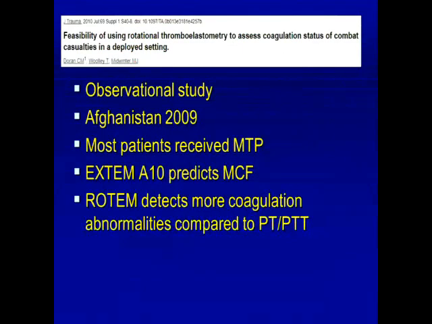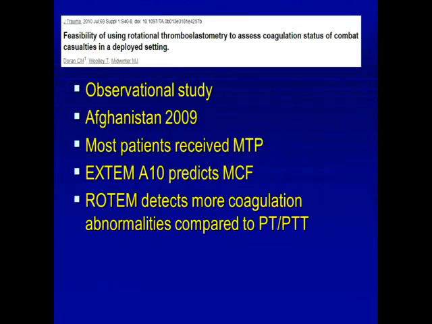Some of the earliest data from using ROTEM in trauma came from the military. So this was an observational study in 2009 in Afghanistan, looking at all kinds of trauma. Most of these patients ended up being on a massive transfusion protocol, and what they found was the A10 values, the amplitude at 10 minutes, does predict the maximal clot firmness.